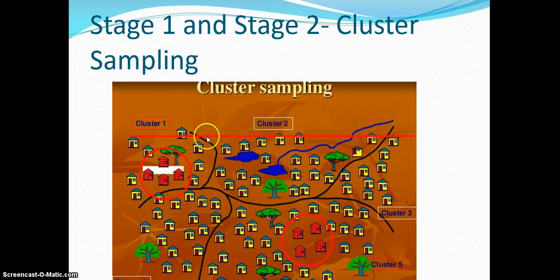So we have cluster 1, cluster 2, cluster 3, 4, and 5. And then when we apply stage 2, that's when we pick certain households within those clusters. And that gives you a better idea of how cluster sampling is separated from stratified sampling.